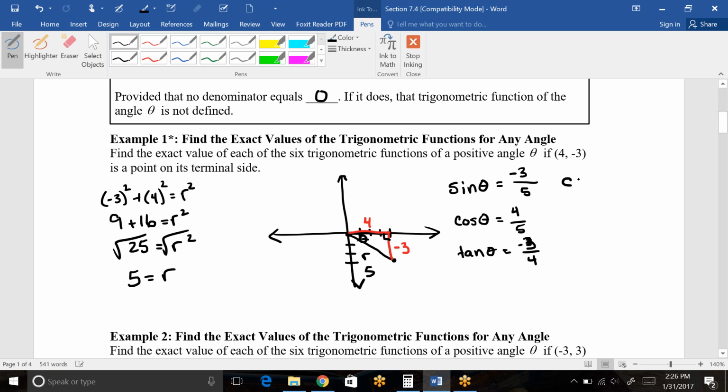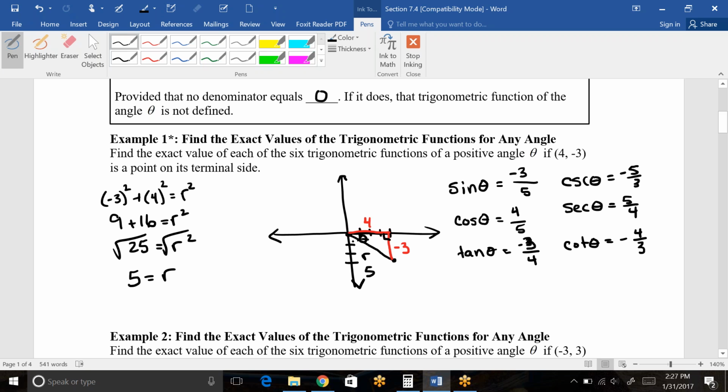And then remember the others are reciprocals. So cosecant is the reciprocal of sine, so it would be -5/3. Secant is the reciprocal of cosine, so secant theta would be 5 over 4. And cotangent is the reciprocal of tangent, so it would be -4/3.